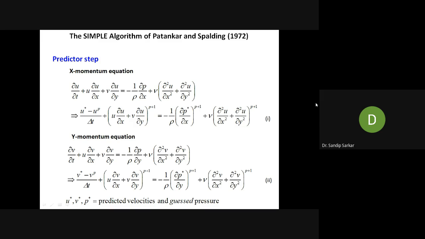So the SIMPLE algorithm of Patankar. With the predictor step, we predict the velocity. Let us say this is your x momentum equation. Please see this carefully. Please understand this technique with due diligence, because this is one of the fundamental building blocks of CFD. This is the Navier-Stokes equation, the x momentum equation. Is that correct?